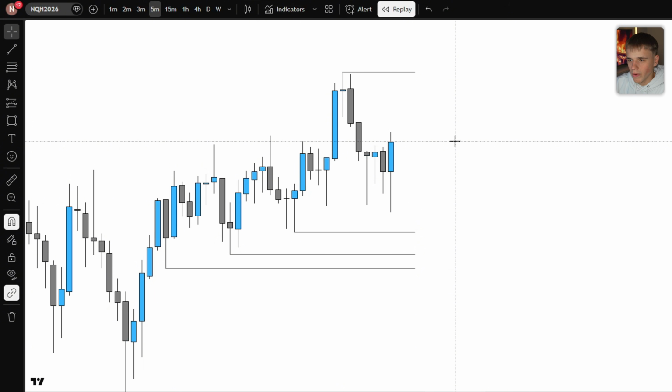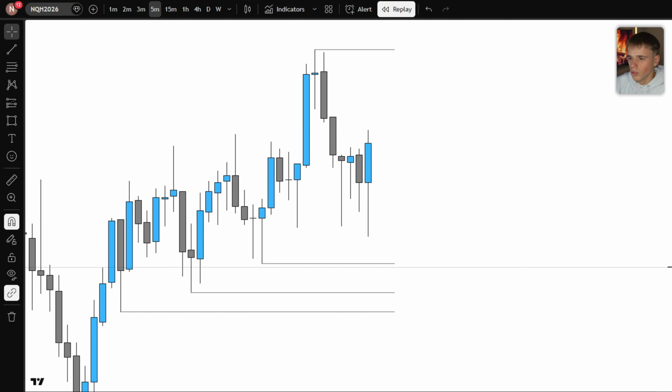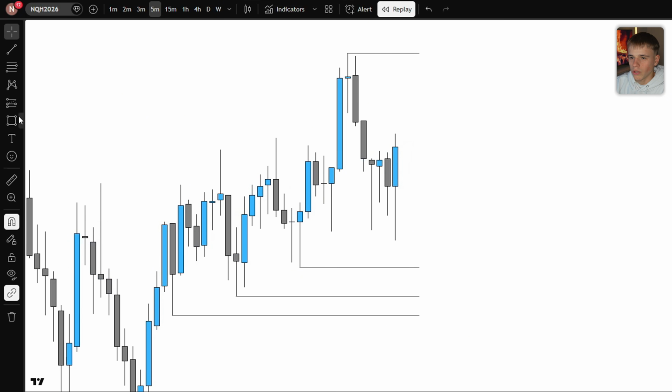So what are we going to do? We also need to find fair value gaps. So we found all the liquidity levels. Now we need to find fair value gaps. We can see that we have a fair value gap right here, and a fair value gap right here that we are already respecting.